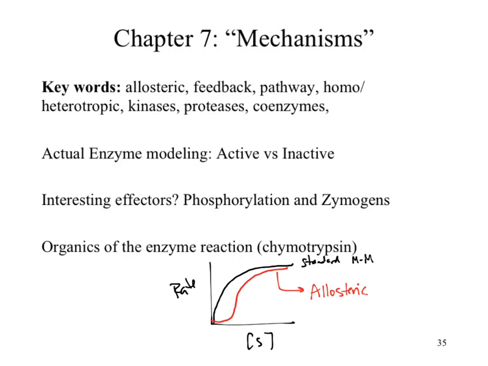We'll look at some actual enzyme modeling, which is kind of fun, or not so fun, because I actually read the second part of that, active versus inactive effectors. So we'll look at some cases of phosphorylation and zymogens, what they're referencing, and then the organics of an actual enzyme reaction. So there's my happy spot. Everything else, yeah, but my happy spot is the organics part, where we're looking at what types of reactions are occurring within the active site.